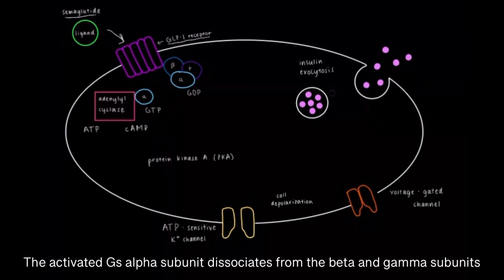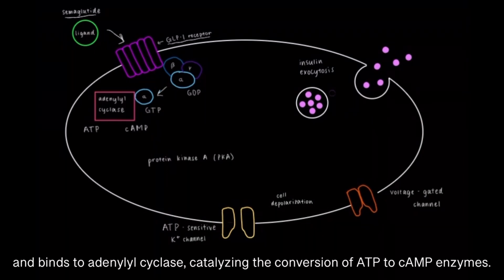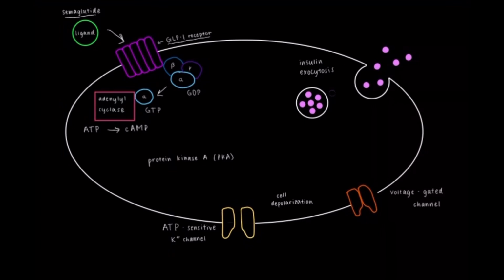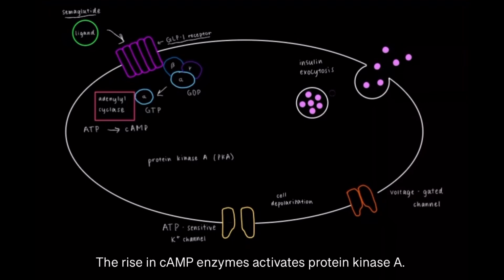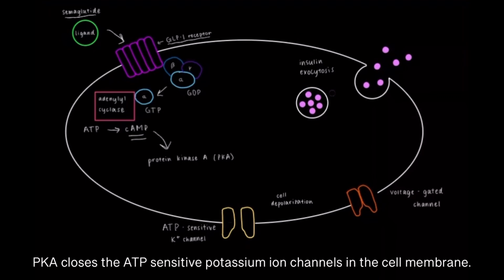The activated GS alpha subunit dissociates from the beta and gamma subunits and binds to adenylyl cyclase, catalyzing the conversion of ATP to cyclic AMP. The rise in cyclic AMP activates protein kinase A. PKA closes the ATP-sensitive potassium ion channels in the cell membrane.